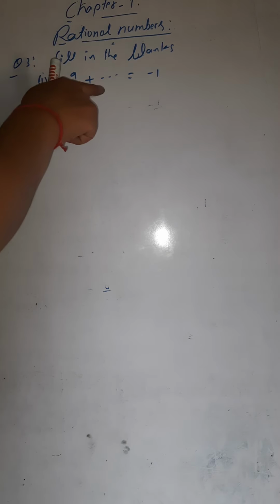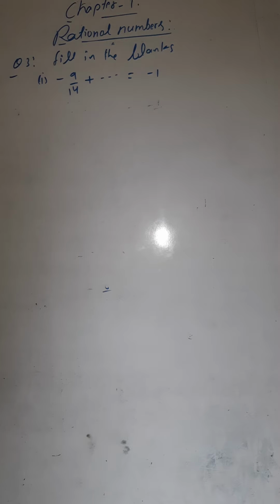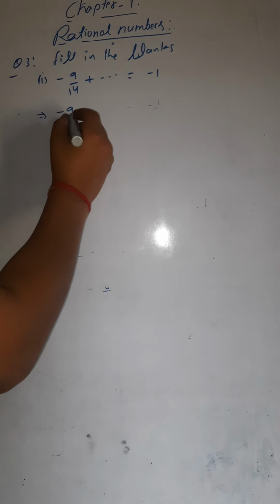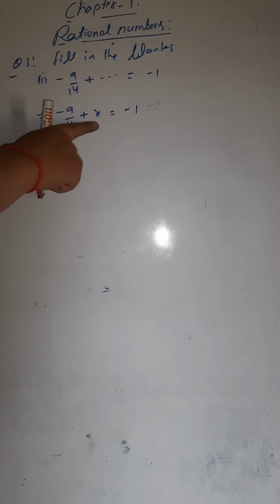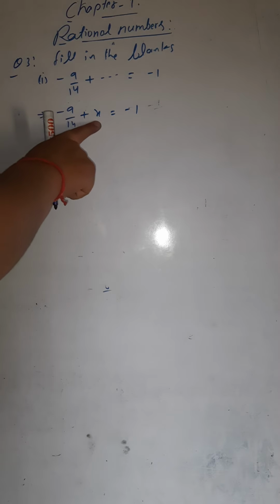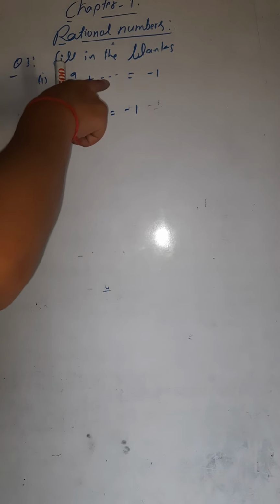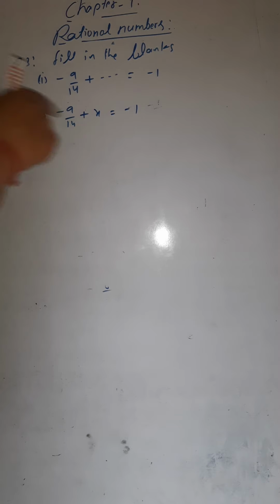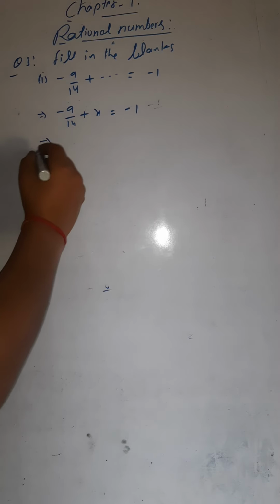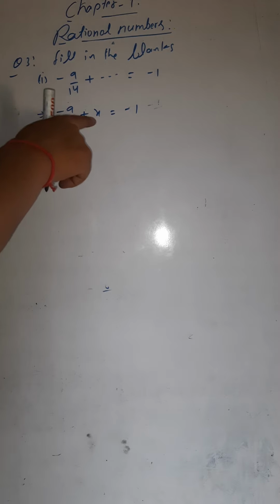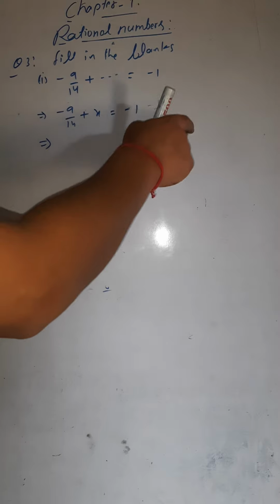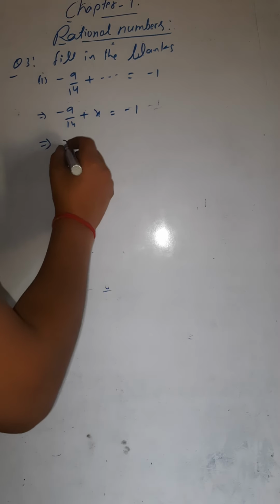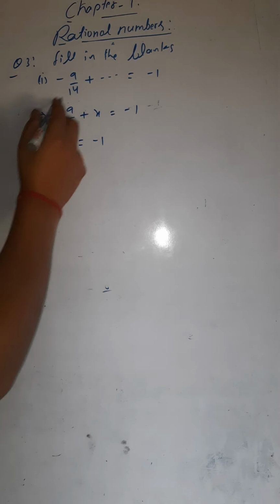Let's say x is the number here. Let me write x here, so I can solve it. Minus 9 by 14 plus x would be equal to minus 1. It means I have to find out the value of x. So just write it, solve it. x would remain here because it is plus, and this minus 9 by 14 is negative, so it will go there and become plus. So x will be equal to minus 1 plus 9 by 14.